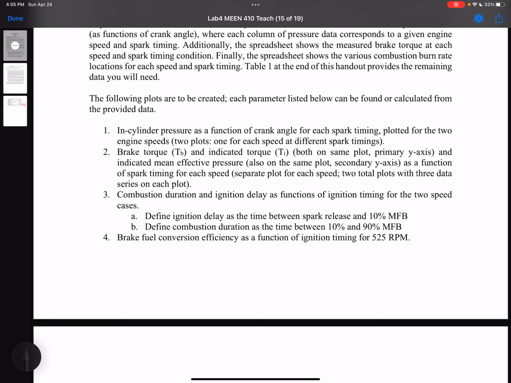So when you go to the lab data video, you'll find out that there are 5 spark timings for each engine speed. So that means that on one of these plots, say at 525 RPM, I want 5 curves that correspond to the 5 different spark timings, pressure versus crank angle. And then you'll create a second plot for 475 RPM where you plot pressure as a function of crank angle for the 5 different spark timings. So 5 curves corresponding to each spark timing on each plot.